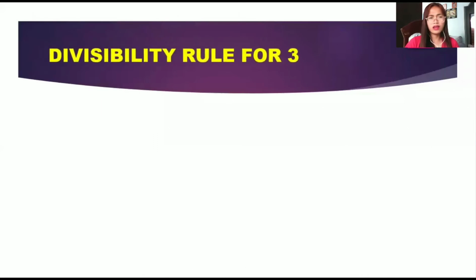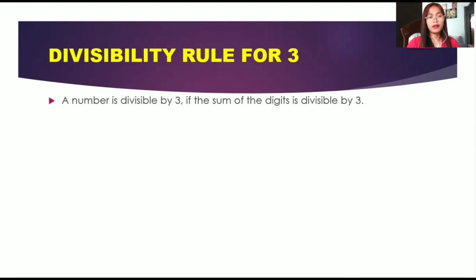Okay, what is the divisibility rule for 3? So, this is it. A number is divisible by 3 if the sum of the digits is divisible by 3. Sa may put, ipasabot ani class. So, a number ko no, mahimo siya or it is divisible by 3 kung ang sum ko no sa tanan nga digit is 3 or divisible by 3.